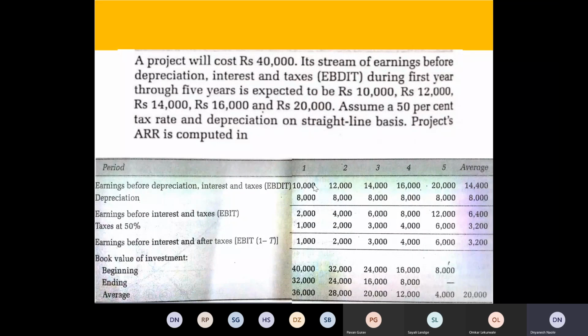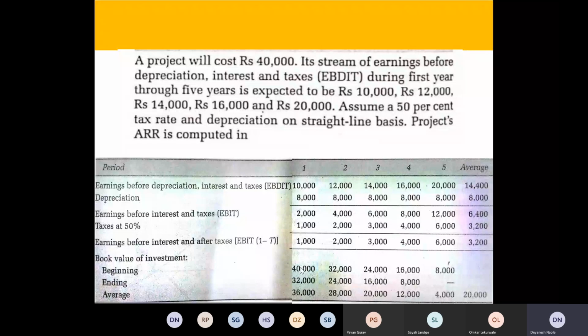10,000 is the earnings before depreciation, interest and taxes. When you subtract depreciation, it becomes EBIT. The tax has also been deducted, but we are not doing anything with the interest. Interest is as it is. We are not subtracting it. So EBIT (1 minus T) is the term used for that particular value. So that is 1,000.